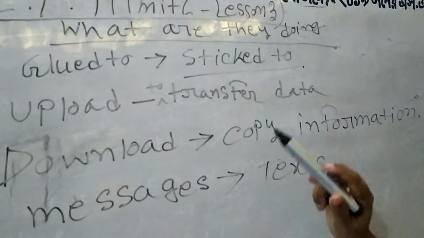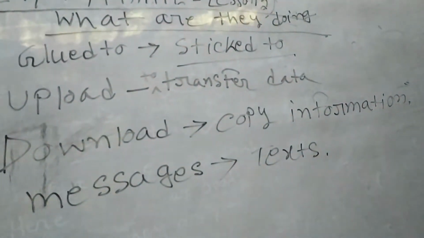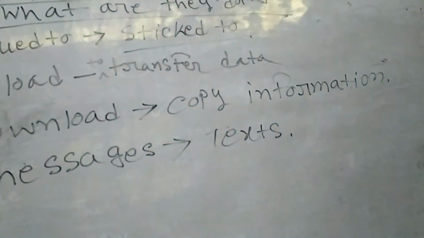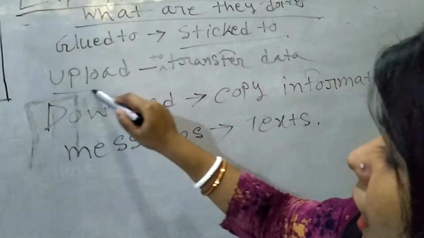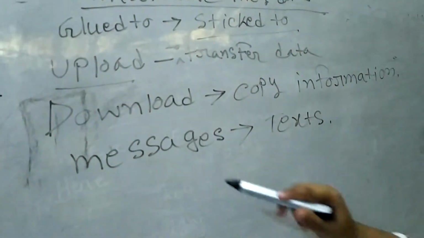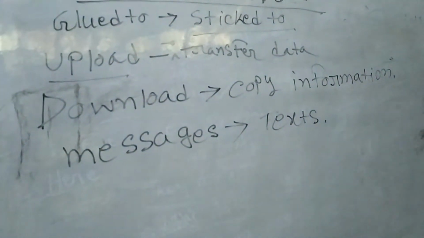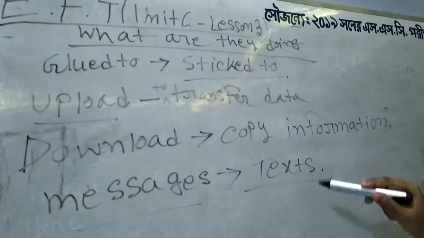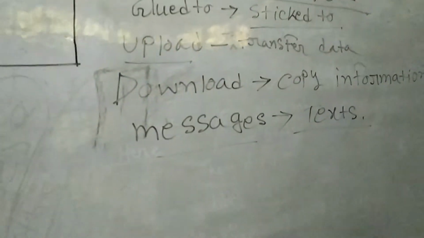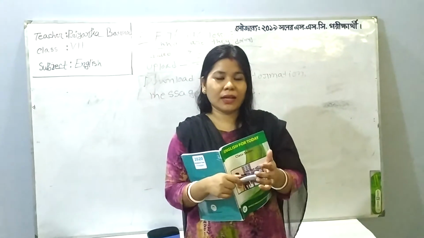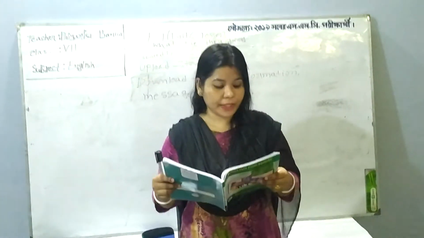Upload means to transfer data or different information. Say you upload different pictures, maybe on Facebook or Instagram. What does it mean? It means you transfer some of the data for the public. Then download means to copy something, especially data or information. Messages means the text, that's it. Though these are not too unfamiliar, I didn't want to leave them behind.